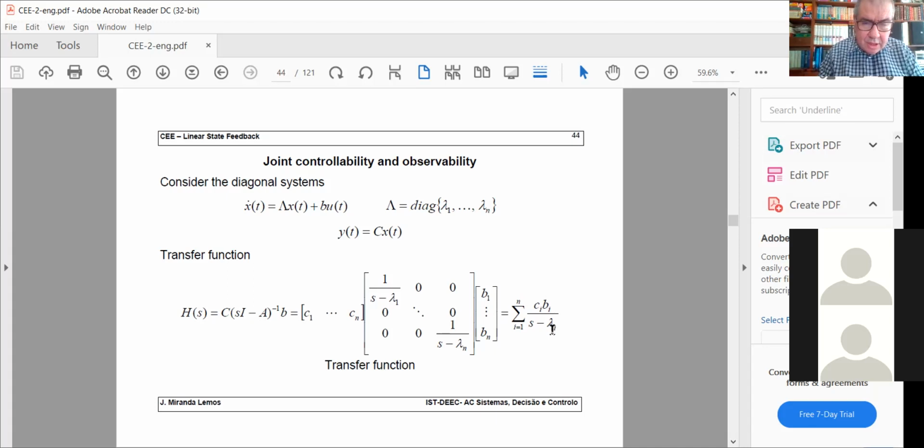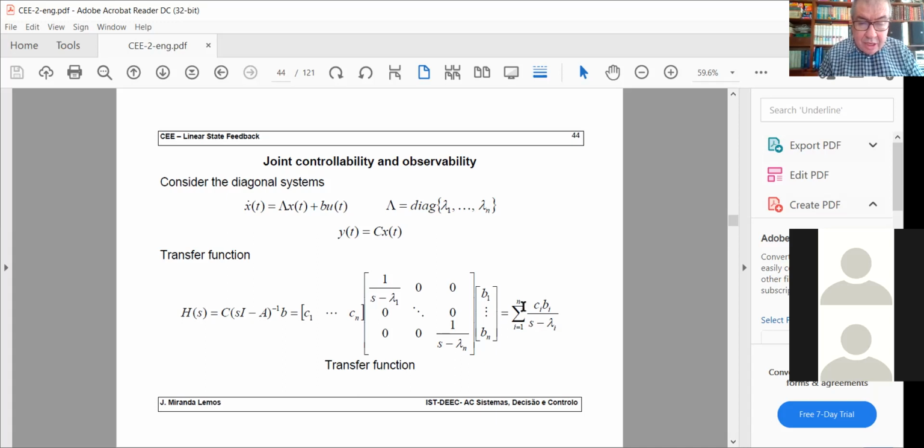In other words, if your system is controllable and observable, the order of your transfer function is maximum and equal to the dimension of the state. Okay? If instead you lose controllability or observability, your order will be smaller. This means that some of these poles are cancelled with zeros.